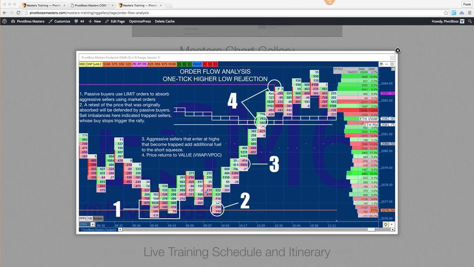So again, for those of you that are new to the footprint and new to order flow analysis, these trapped sellers, they're trapped because when these sellers came into the market, they came in as sellers. But now when they leave the market, they're going to be buyers. You're either buying lower to make money, right?